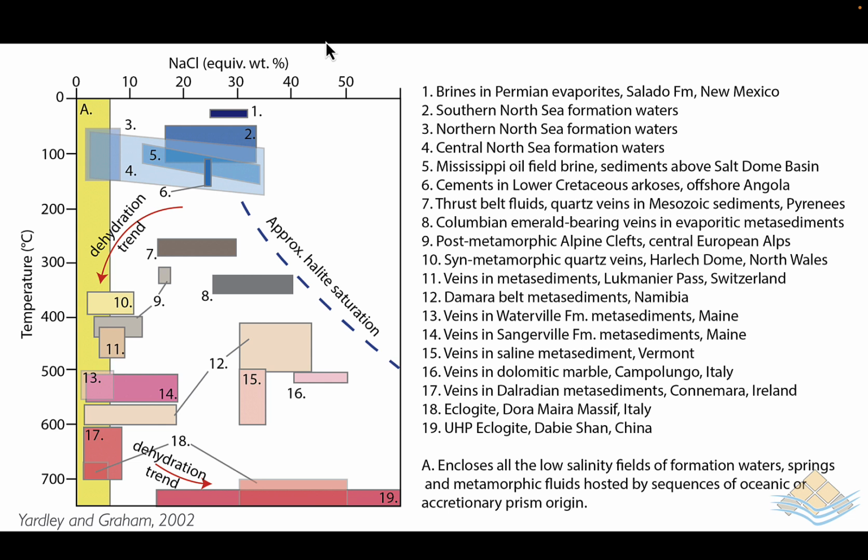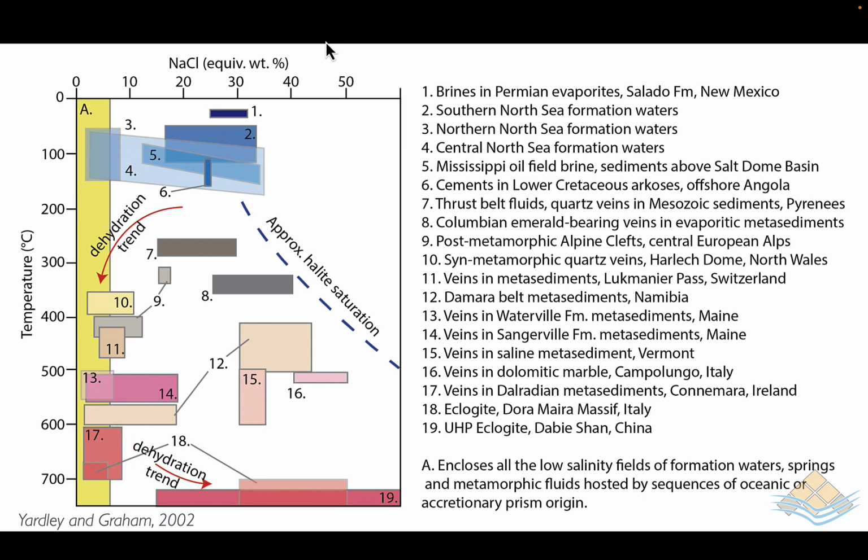And we see the inheritance of those lower salinity waters in the syn-metamorphic quartz veins, number 10 in the Haliburton dome, or in the metasediments in the Lukmanier Pass in Switzerland, or in the veins in Maine in the Waterville Formation or the Sangerville Formation, where we don't see elevated levels, likewise in the Dalradian metasediments in Ireland.